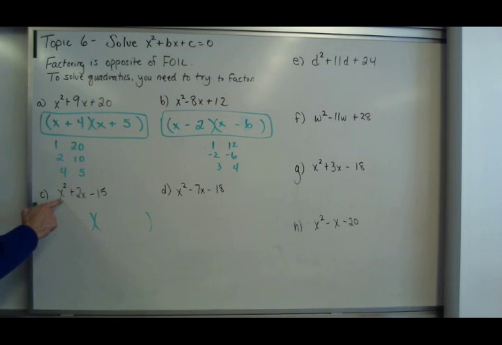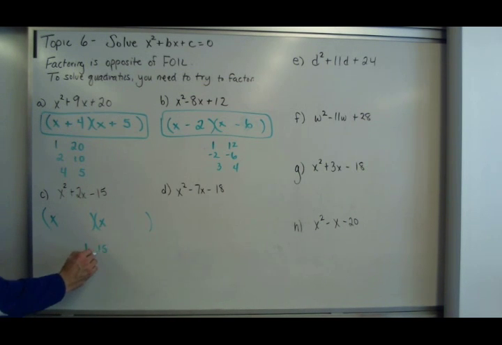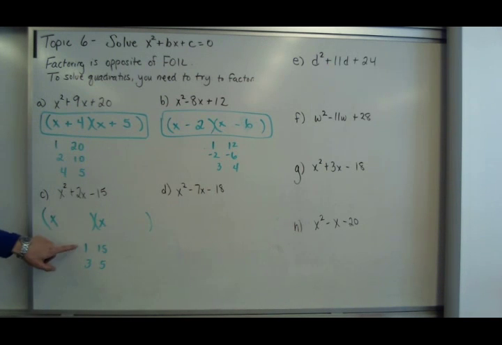So we go through the same process. You have an x squared here. You've got an x and an x. Two things that multiply to 15. Well, that's 1 and 15, and 3 and 5. Now, because this needs to be a negative, these have to be opposite signs. So I'm thinking negative 1, positive 15, or positive 1, negative 15. Negative 3, positive 5, positive 3, negative 5. They've got to be opposite signs.